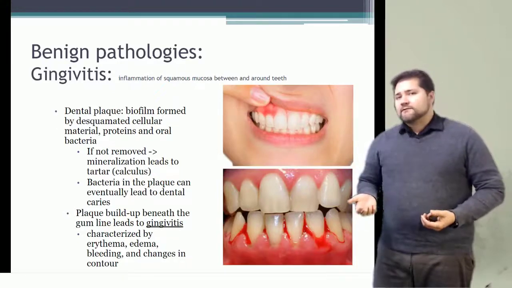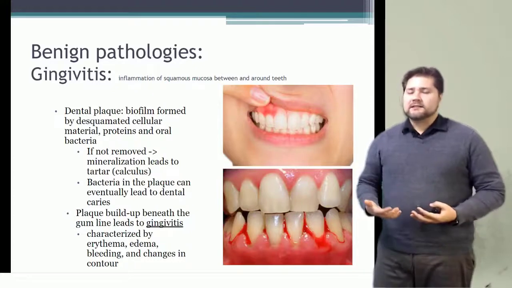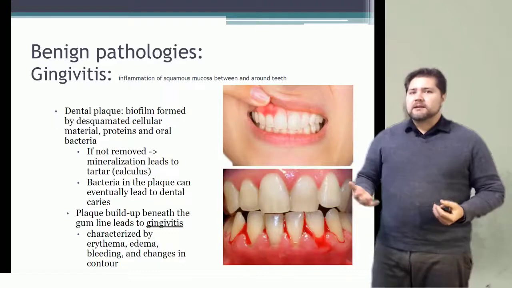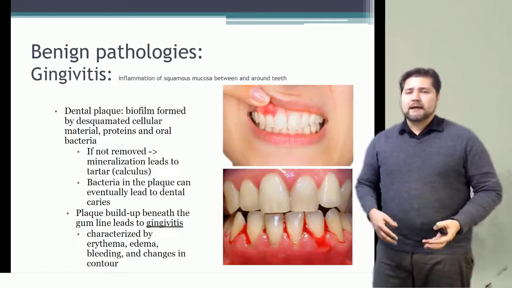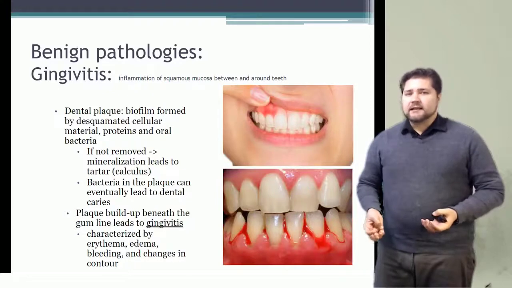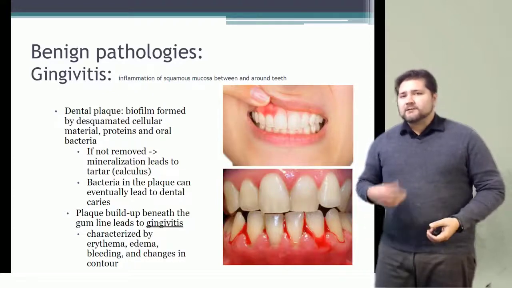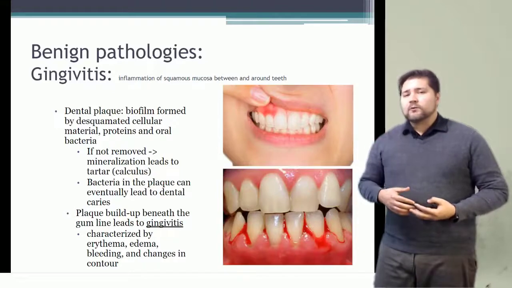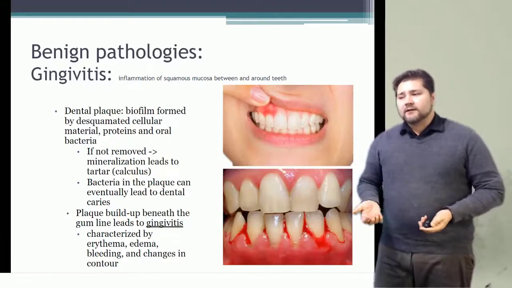But if it's left too long, then you start getting calculus deposits and it becomes really hardened. These dental plaques become problematic because they create a nice little warm environment for bacteria to thrive, and we don't want bacteria sticking around being stagnant in our teeth. And the reason for that is because if these plaques find themselves close to the gum line, we can get inflammation of the gums, which is gingivitis.